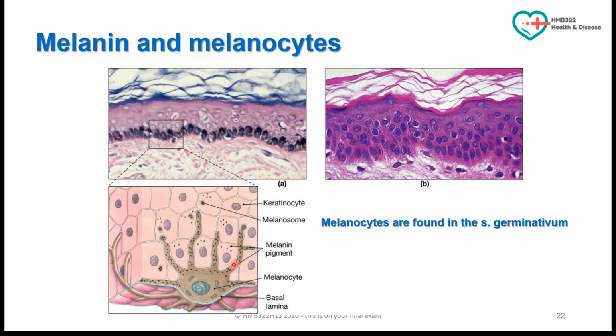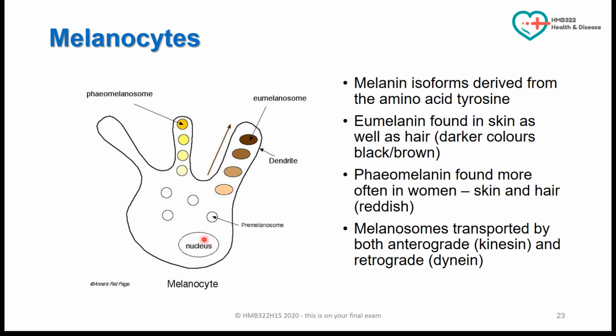So if we look at these melanocytes in a little bit more detail, we form melanin from the amino acid tyrosine.